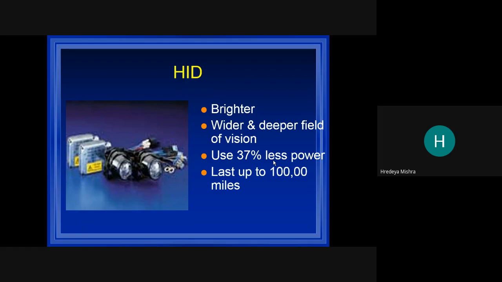Lasts up to 10,000 miles as compared to a halogen bulb. Meaning the life of HID is long.